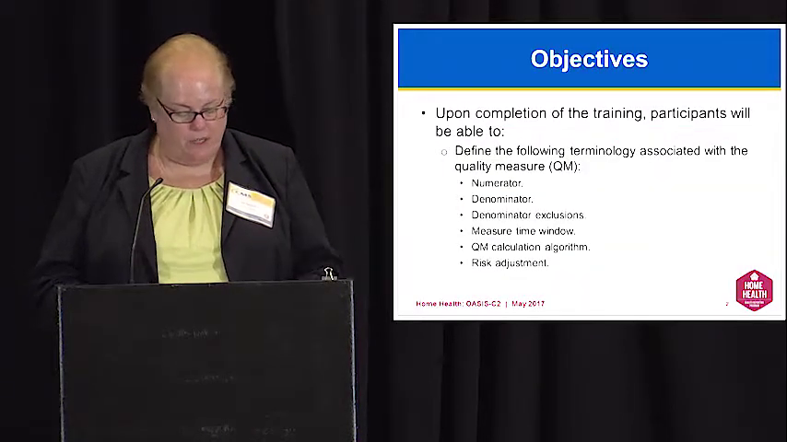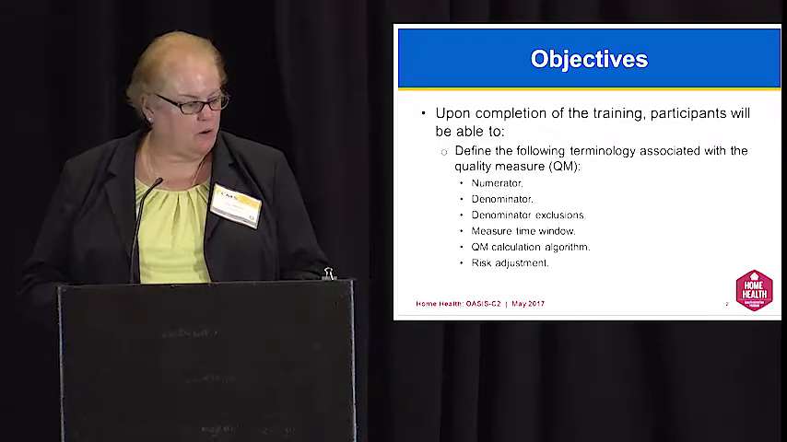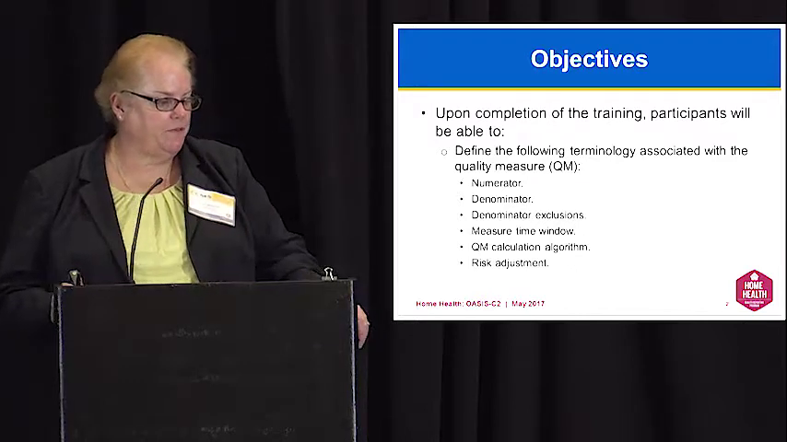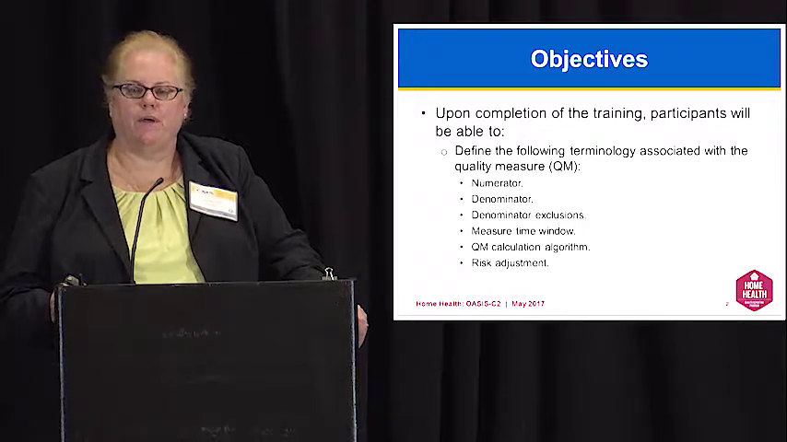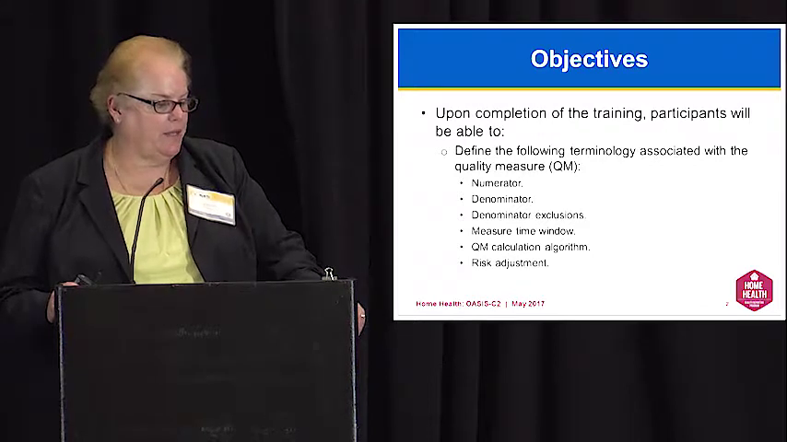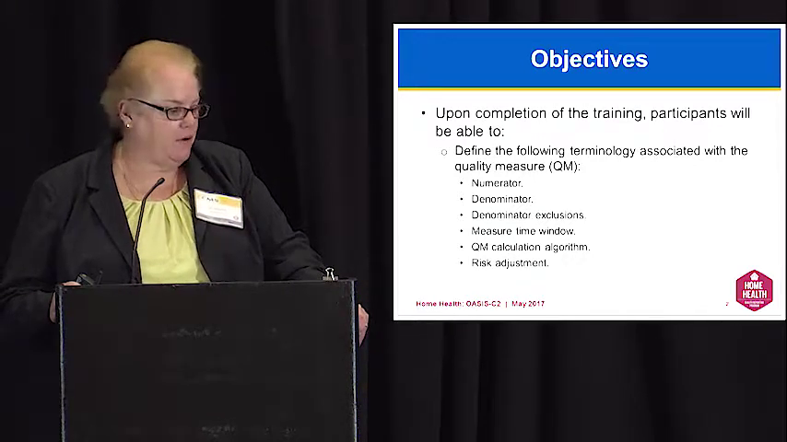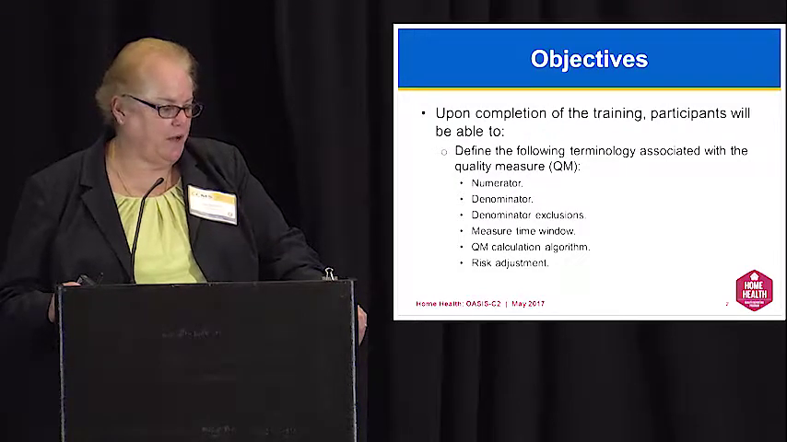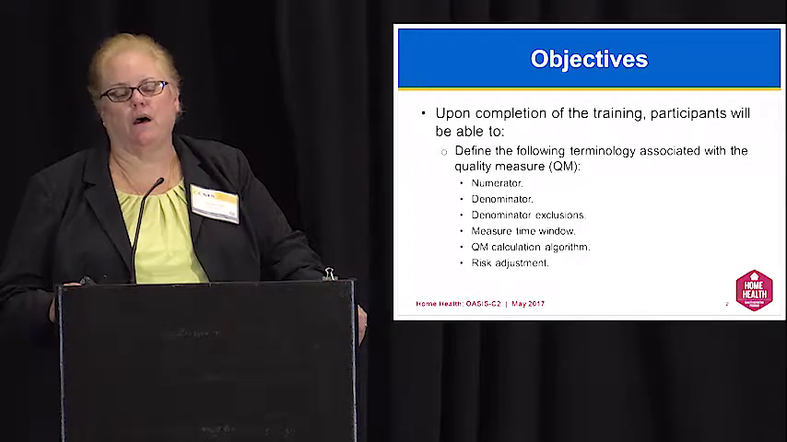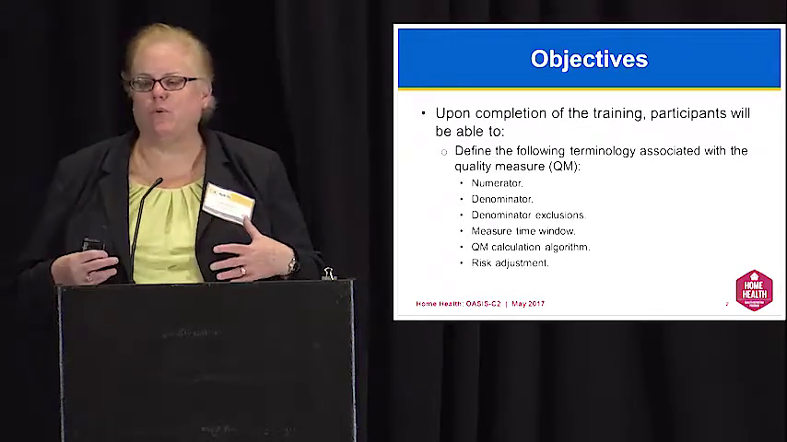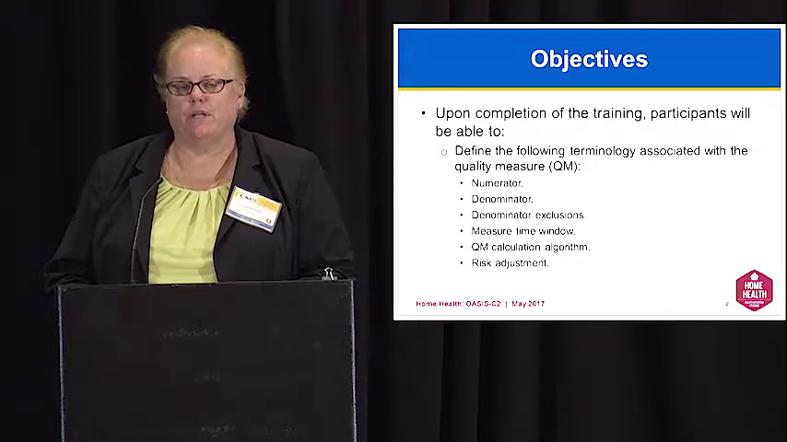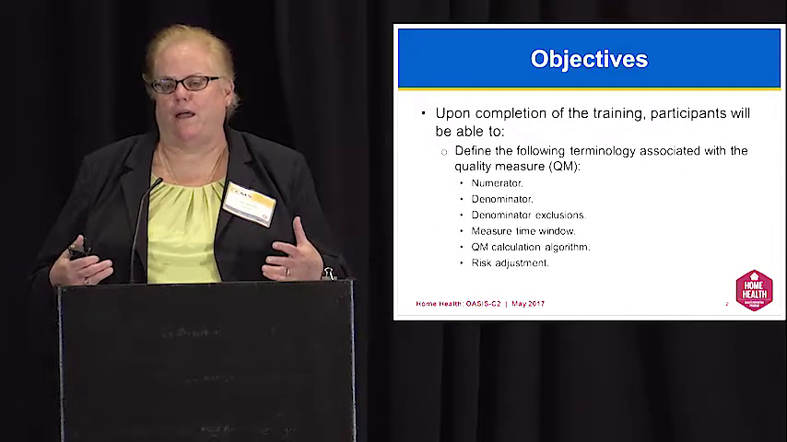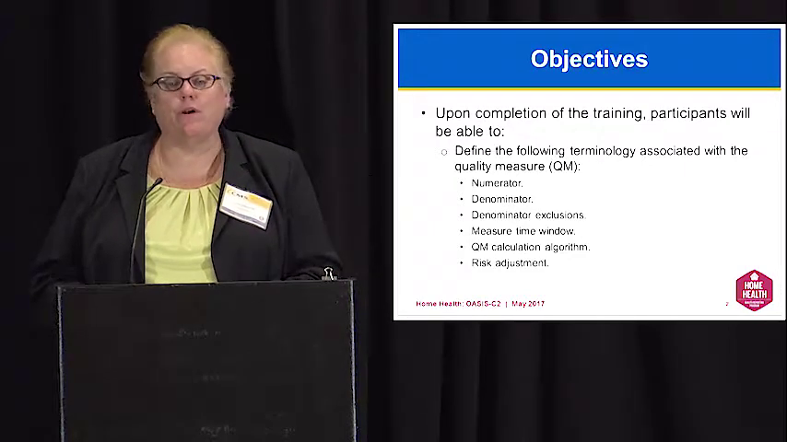Let's talk about what our objectives are for today. By the time we complete the training at the end of today, we'll be able to define the following terminology, and we actually have an activity around this: the QM numerator, the denominator, the denominator exclusions, the measure time windows, the QM calculation algorithms, the risk adjustments, and how all of this impacts it. This is important because so often organizations say, I don't understand why my quality measure is this way. So we're going to give you some tricks of the trade on where to find this information.